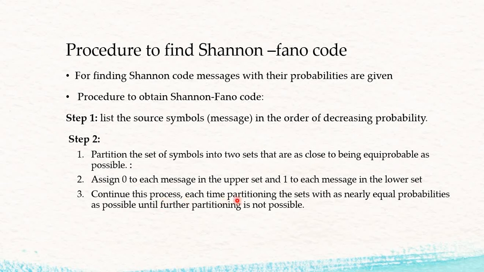Continue this process, partitioning the set into groups with probabilities as nearly equal as possible, until further partition is not possible. So we have to repeat this procedure until no further partition is possible. Once you are done with this, we go for the third step.